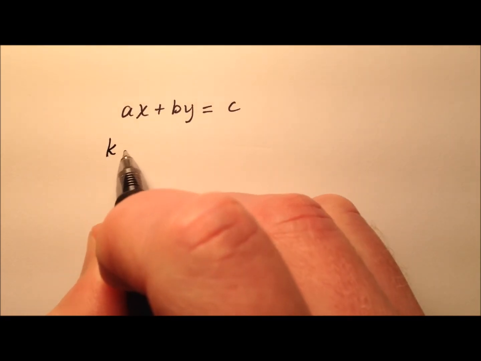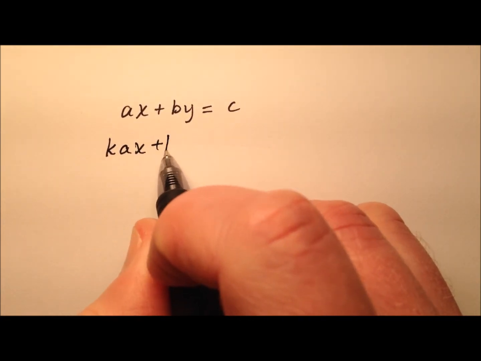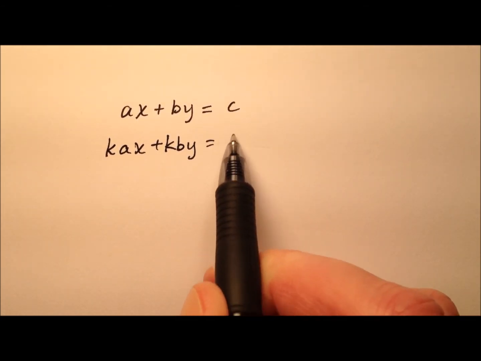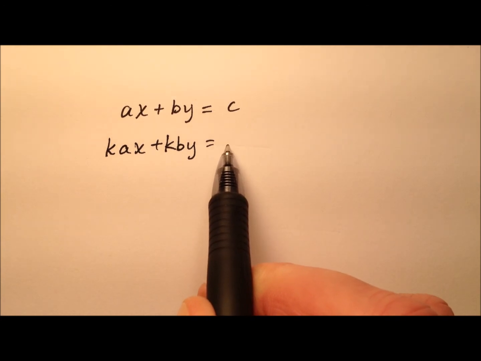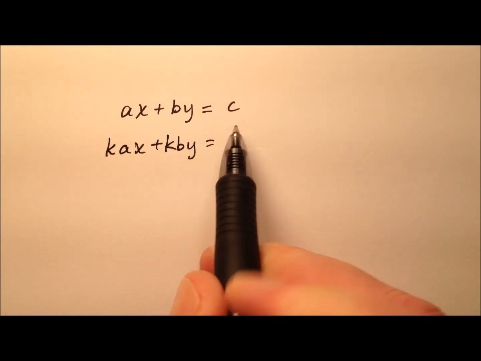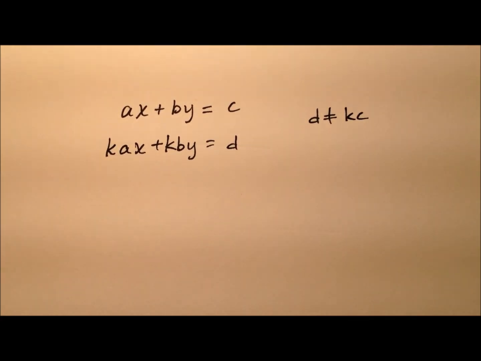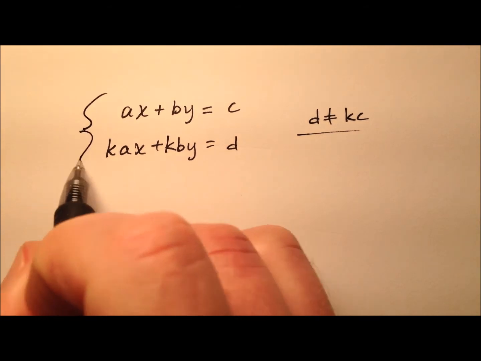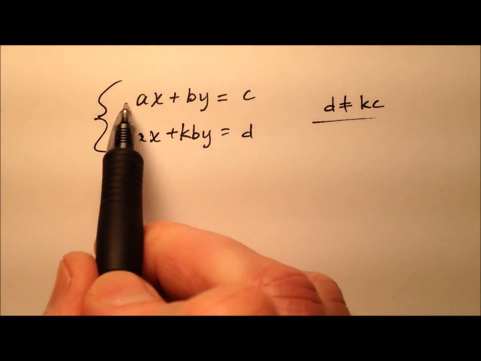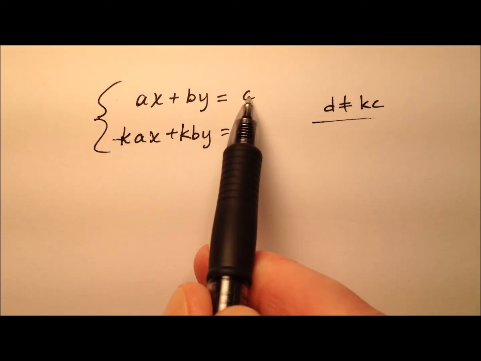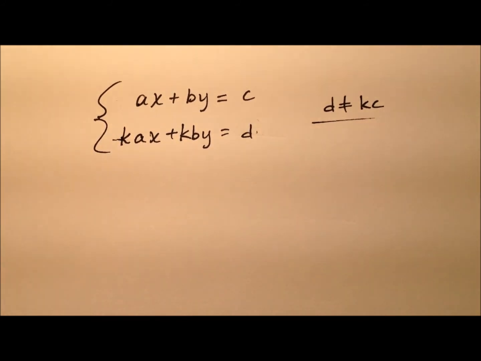So we could say k times ax plus k times by, except instead of being the scalar multiple for the constant, because they have different y-intercepts, we will not use that. So we'll say d is not equal to kc. We'll just put that aside. So here's our system, and this ultimately will have no solution because this second one is a scalar multiple of the first one with the exception of the constant, which is different. So we're saying these lines are parallel, so they'll never cross.